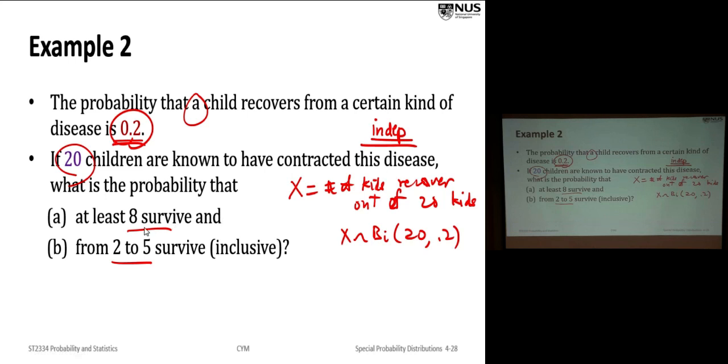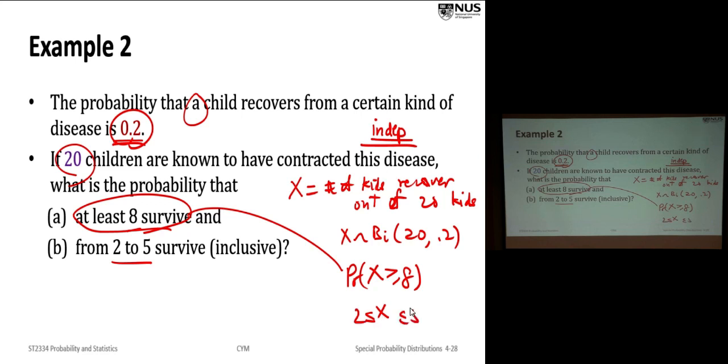So the first question that we translate into a probability statement is that at least x survive. That means X has to be bigger or equal to x. So what is the probability that the number of kids who recover is at least x? That means it can be 8, 9, 10, up to 20. The second statement is to get the probability of X between 2 and 5. What is the chance? So we are supposed to find these two probabilities.